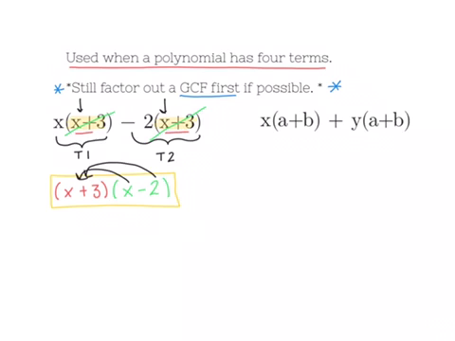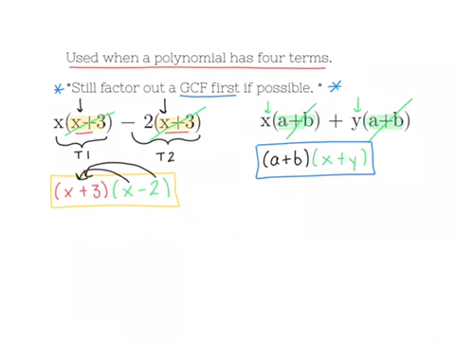Same thing with the next one. They both have this a plus b in common. So what that means is that we can go ahead and factor out that a plus b. If I factor it out of the first one, I'm just left with this x right here. And if I factor it out of this one, I'm just left with this plus y. So this factors into a plus b times x plus y.